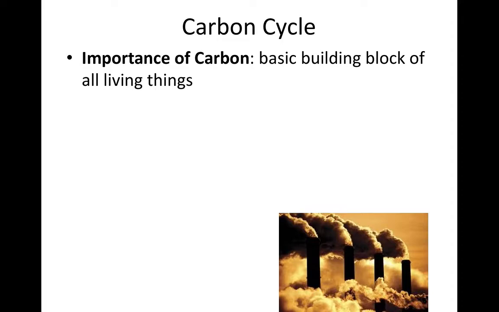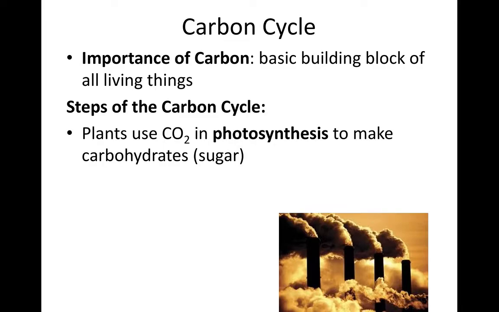How do we get it? How does it move through the ecosystem? Well, here are some steps. Since it's a cycle, it doesn't really have a beginning, but we're going to start somewhere. And where we start is going to be the atmosphere, in the air. In the atmosphere, carbon is in a form known as CO2 or carbon dioxide. And nothing can really use that CO2. We can't get the carbon out of it, but plants can.